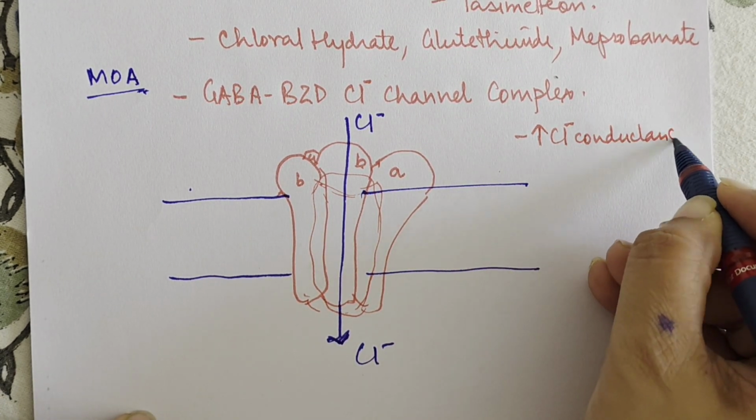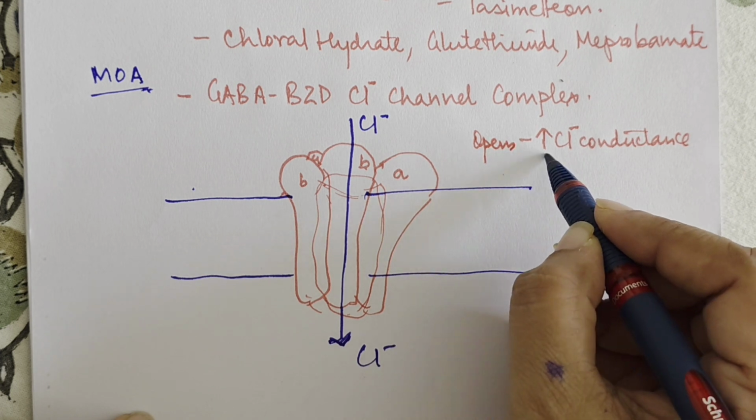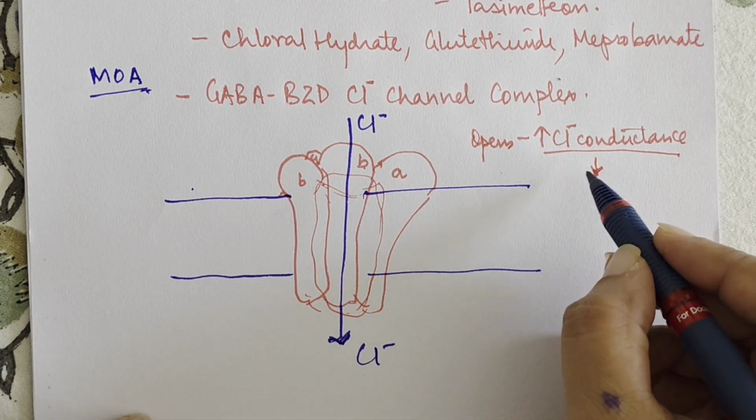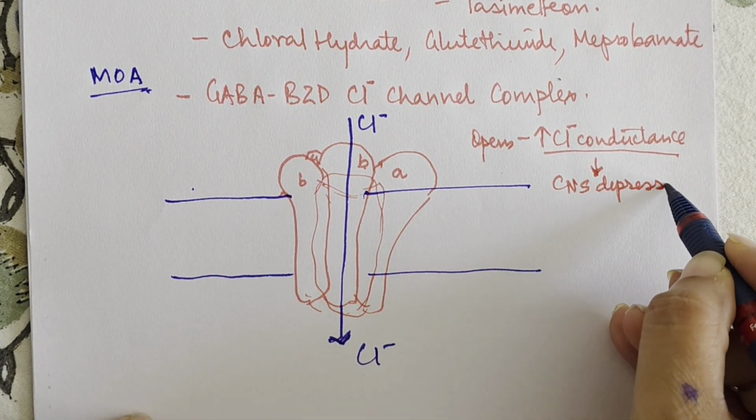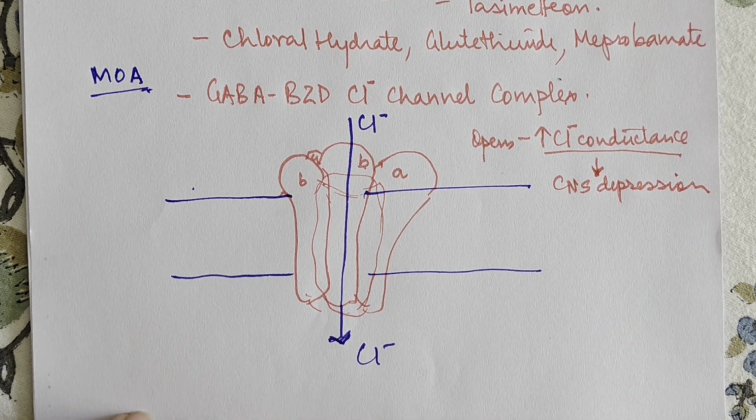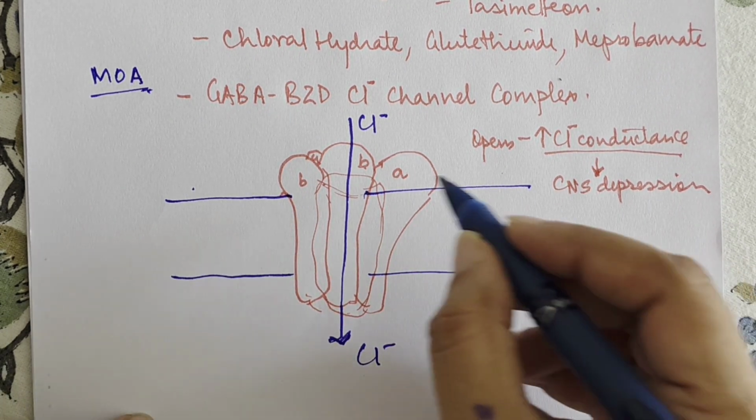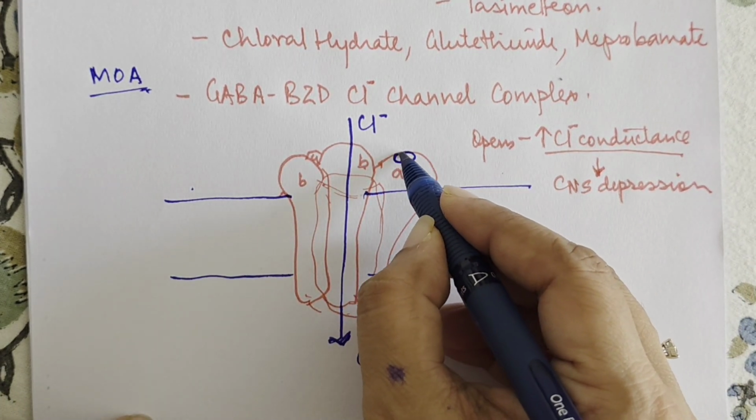So the most basic thing is that when the channel opens, there is an increased chloride ion conductance, and that will cause CNS depression. That will reduce the activity, that will reduce the action of the electrical impulses. Now GABA attaches to this, and the site of GABA attachment is here.